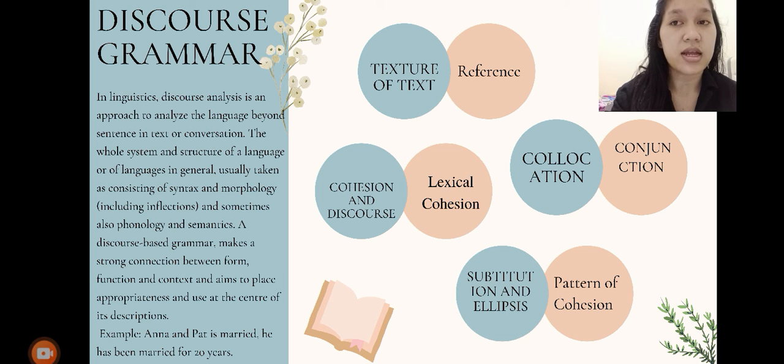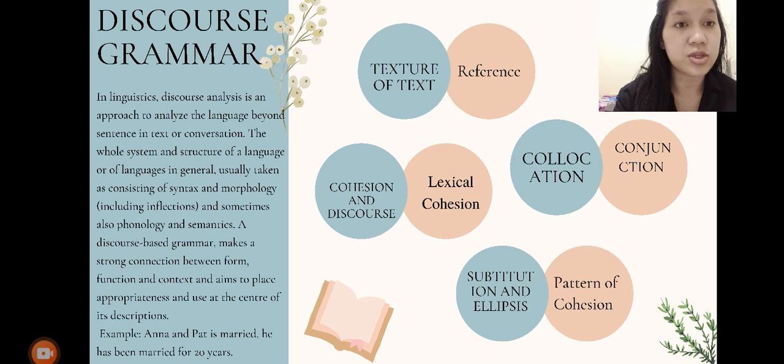For example, Anna and Pat are married. He has been married for 20 years. And next, texture of a text. In texture of a text, there are unity of texture and unity of structure. Unity of texture refers to the way in which resources, such as patterns of cohesion, create both cohesive and coherent text. Texture is the quality that makes a text hang together as a text. Meanwhile, unity of structure refers to patterns which combine together to create information structure.